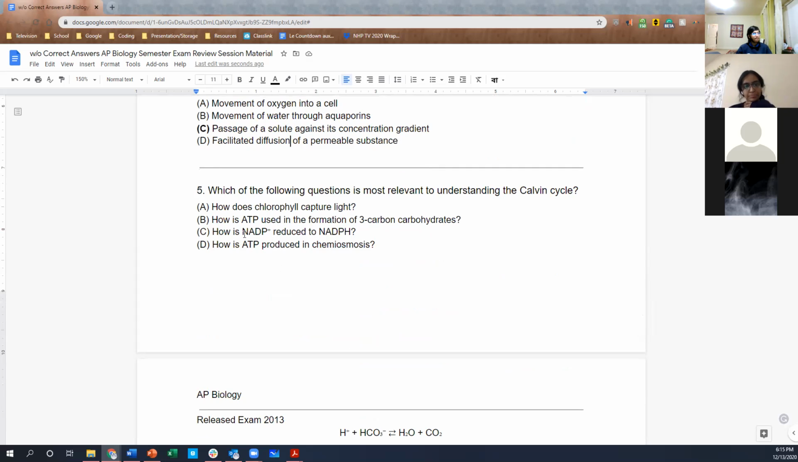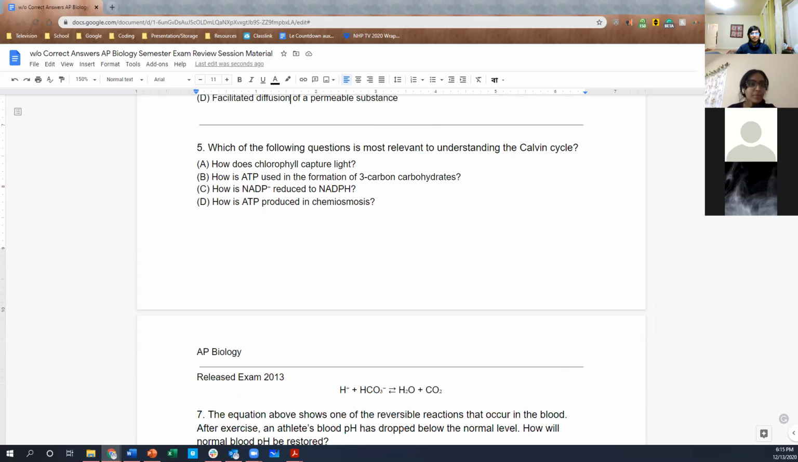Okay. Go ahead. Which of the following questions is most relevant to understanding the Calvin cycle? So the Calvin cycle is the light independent reaction, right? Yes, no? It's light independent. Okay. Exactly. All right. So I don't think it's A because it's independent from light. How is ATP used in the formation of 3-carbon carbohydrates? How is NADP plus reduced to NADPH? And how was ATP produced in chemiosmosis?